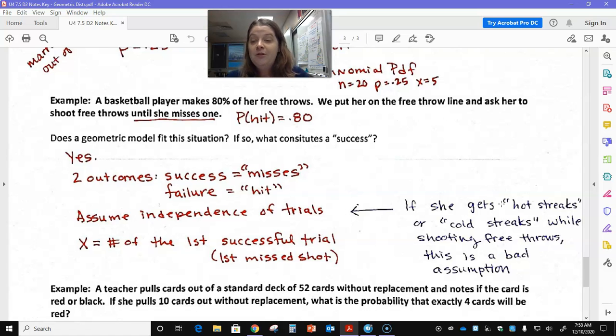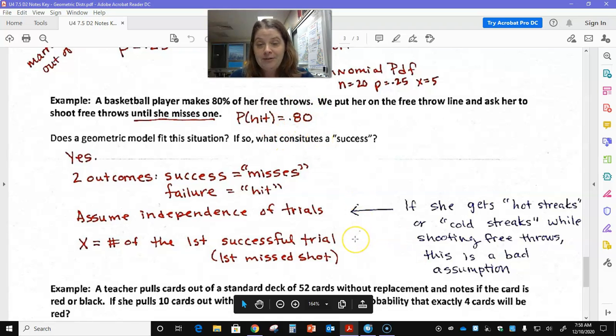For this case, X would be the number of the first successful trial, which means the first missed shot. And the probability of that would be 20%, not 80%.